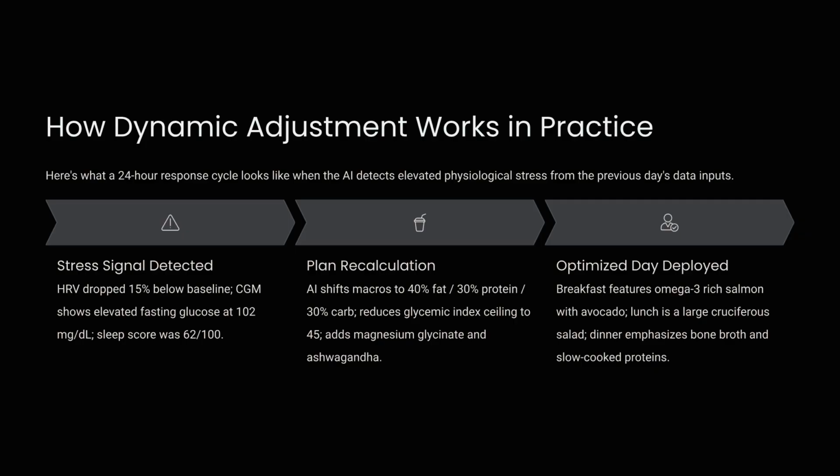A 24-hour response cycle to elevated stress demonstrates dynamic adjustment. If low HRV and poor sleep are detected, the AI recalibrates macros, reduces the glycemic index ceiling, and adds calming supplements like magnesium glycinate and ashwagandha to the next day's plan.